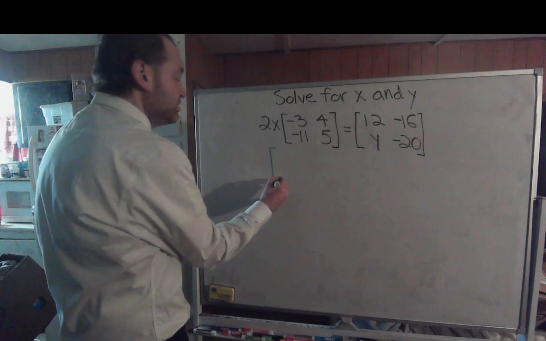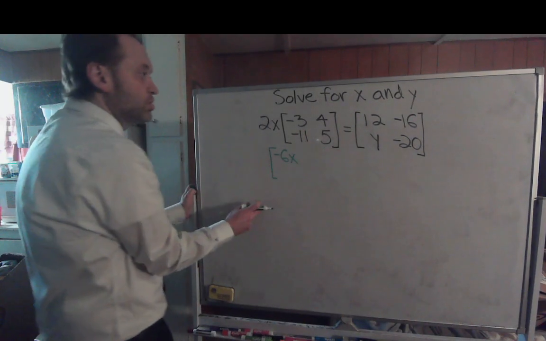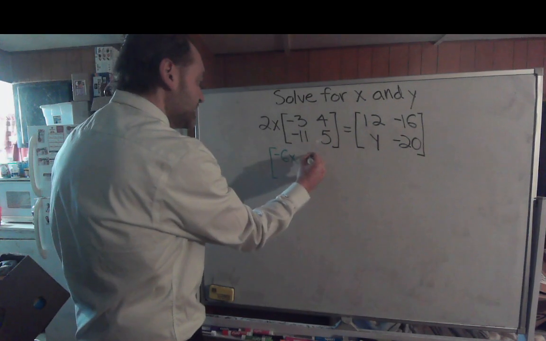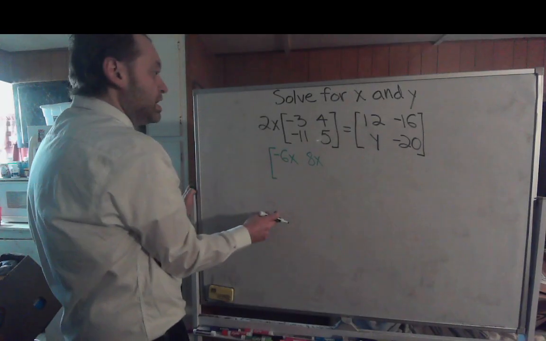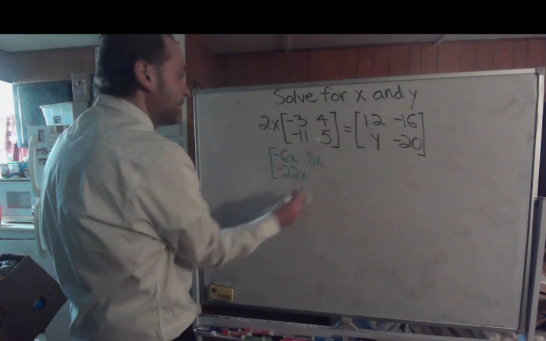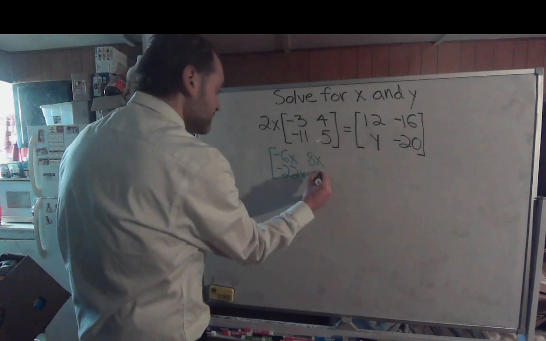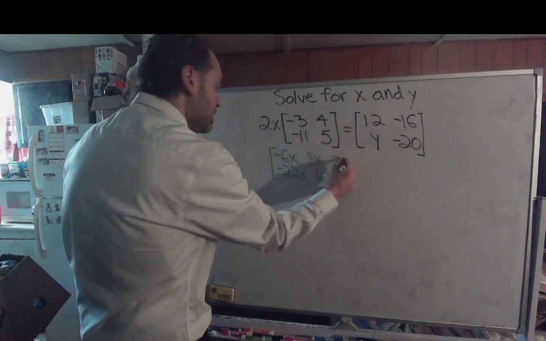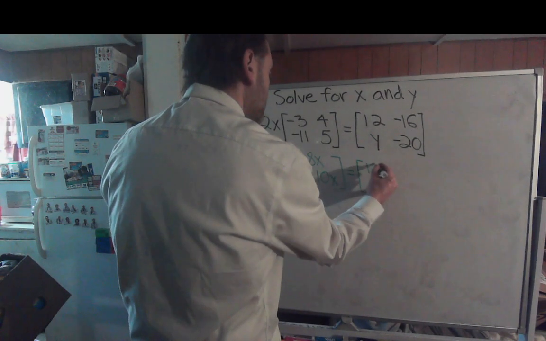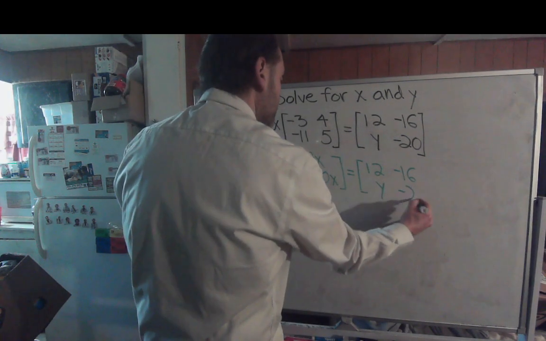If I go ahead and do that, take 2x times each of these entries, I would get negative 6x for the first entry. I would get 8x for the second entry. I would get negative 22x for this entry here. And then I would end up getting 10x for this entry. All that should be equal to the right-hand side of 12, negative 16, y, and negative 20.